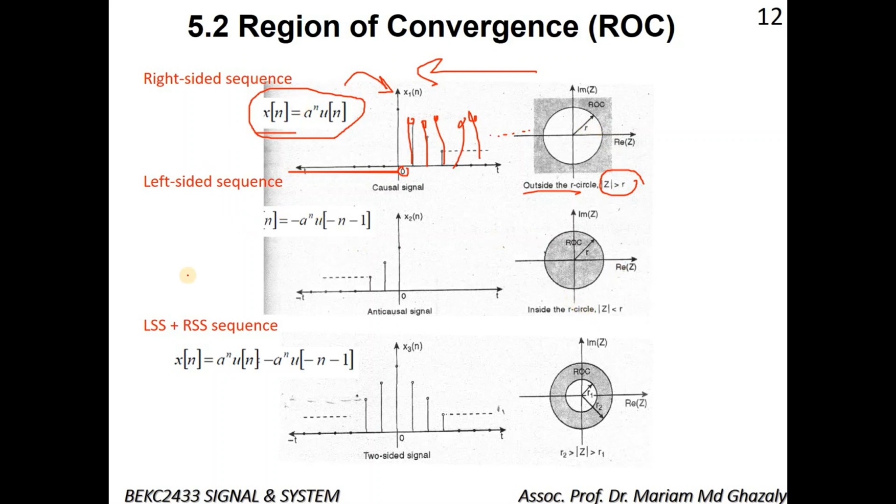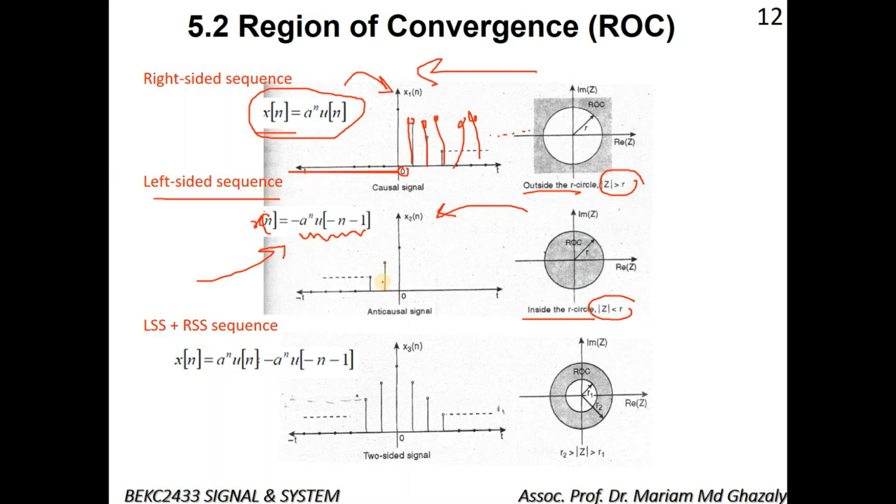The second one is the inward ROC, which is when you have |z| < R. If you see the corresponding signal, it is given by x[n] equivalent to minus a to the power of n, u[-n-1]. Don't be too scared about this signal. It's just the representation of a left-sided sequence.